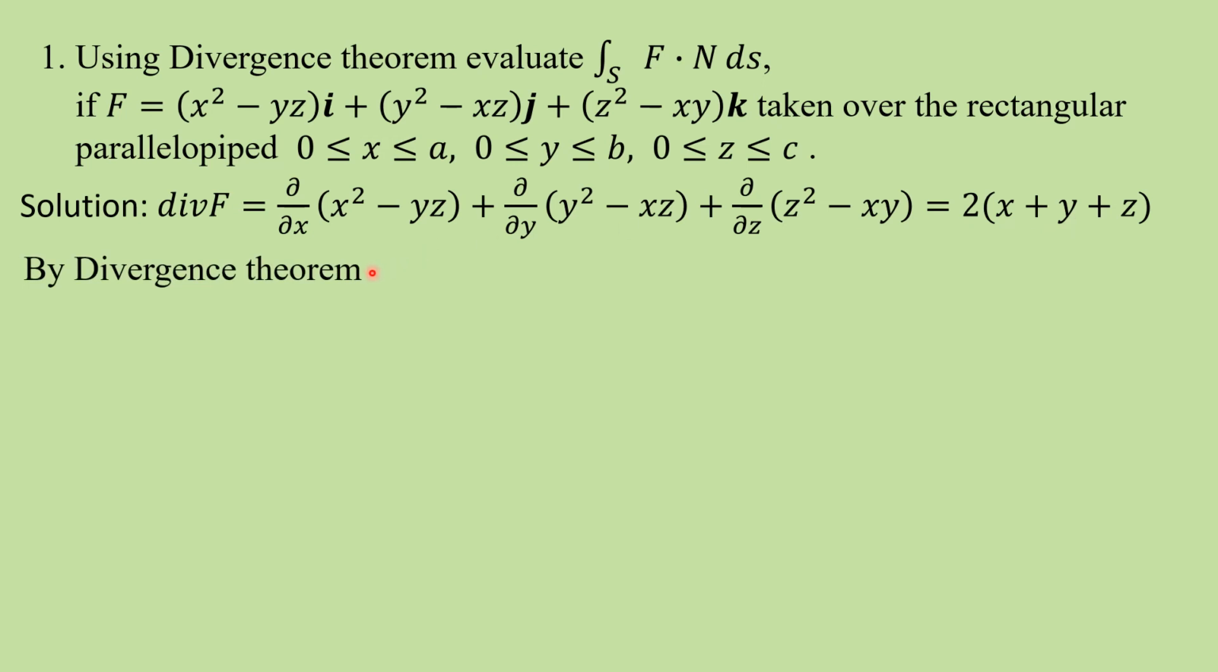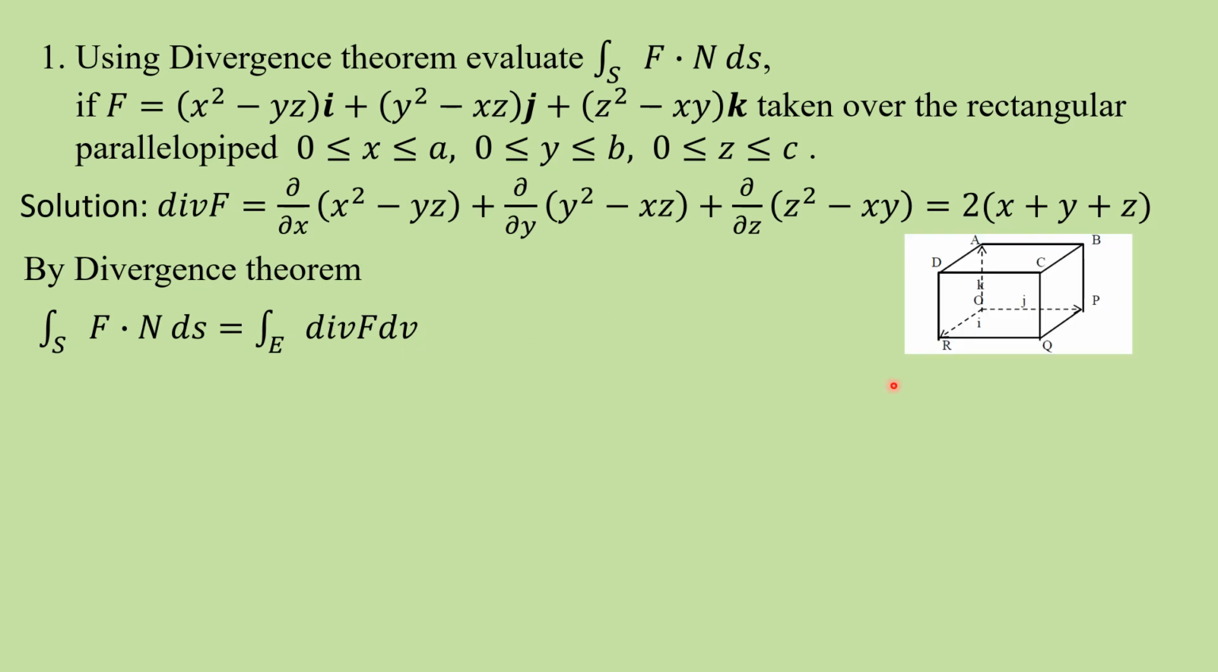By divergence theorem, the surface integral of f over s can be taken as a volume integral of divergence of f. So the divergence is already obtained, and now it is a triple integral. I can take the order dz, dy, dx, or however I want. So first I identify the limits corresponding to z, y, x. We have the solid, that is the rectangular parallelepiped. So z varies from the ground, that is the xy plane, z equal to 0, to the height of the parallelepiped, z equal to c. So z varies from 0 to c.